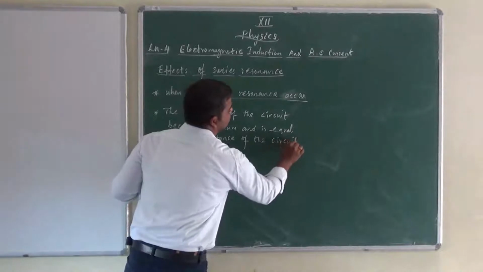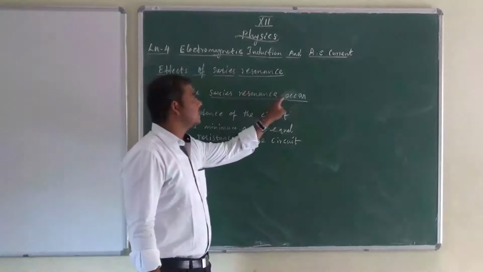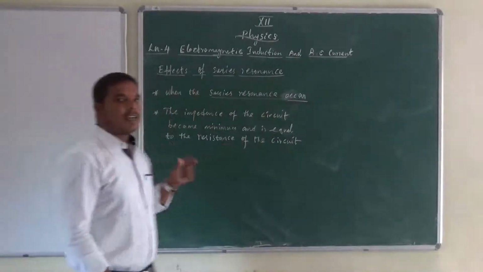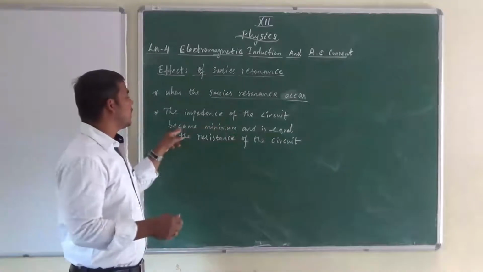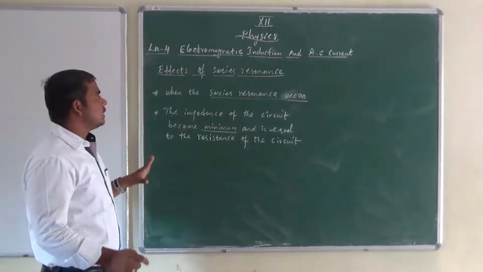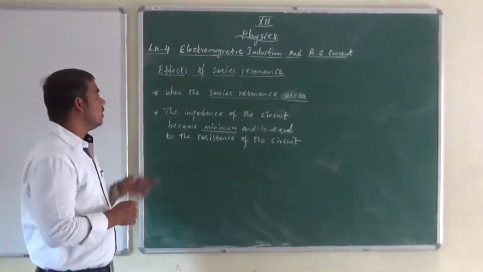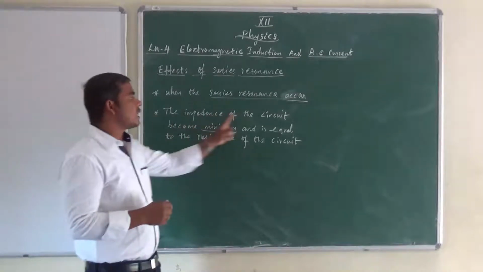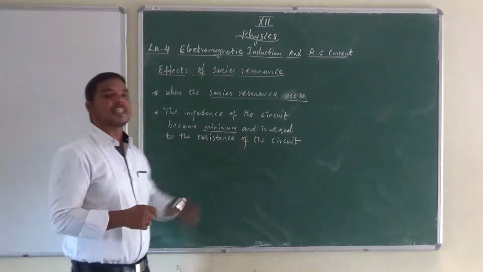So what is our condition? The series resonance takes place when the impedance of the circuit under consideration becomes minimum. This is an important question: the series resonance can occur for the following reason. The impedance of the circuit becomes minimum and is equal to the resistance of the circuit.